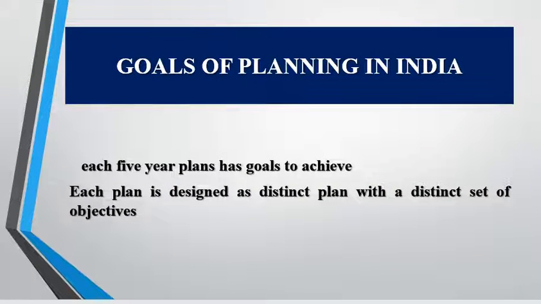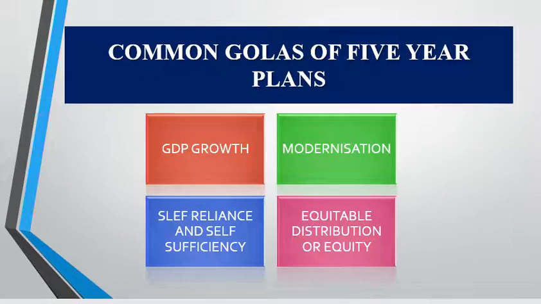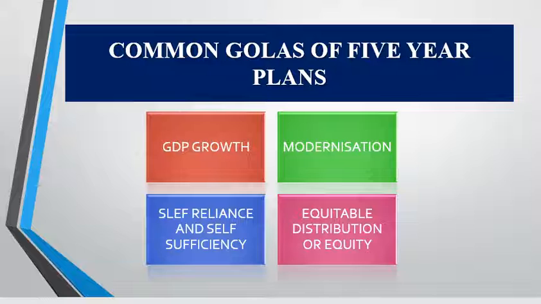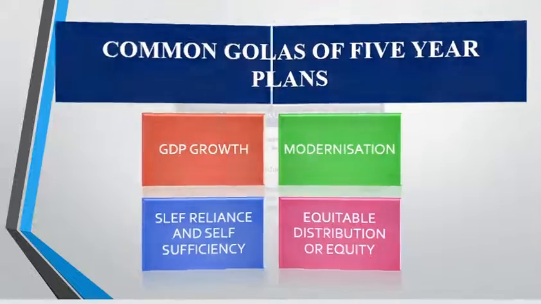Every 5-year plan has goals to achieve. Each 5-year plan is designed as a different plan with a different set of objectives. But in this video, we are going to discuss the common goals of 5-year plans, that is GDP growth, modernization, self-reliance, self-sufficiency, and equitable distribution or equity.